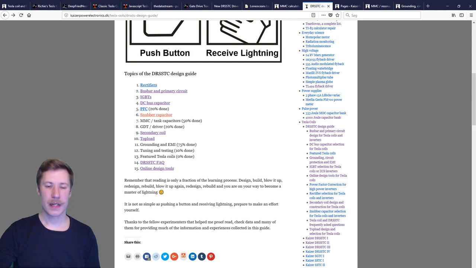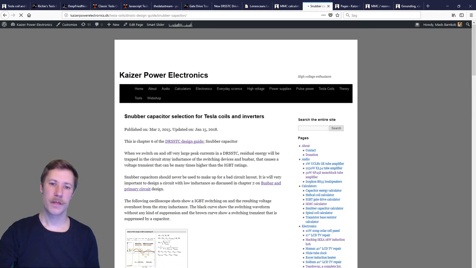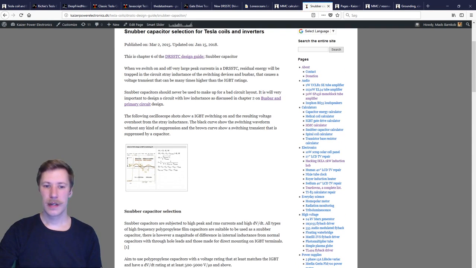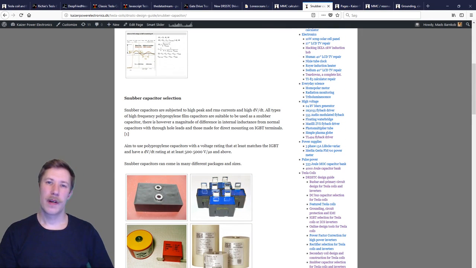Okay, so let's get back to snubber capacitors. Now snubber capacitors are a quite crucial point of your inverter, because this is what protects your IGBTs against the switching spikes, which are developed over the stray inductances in your DC bus bar layout, but also if your secondary or primary coil is hit with a strike from one of your sparks.